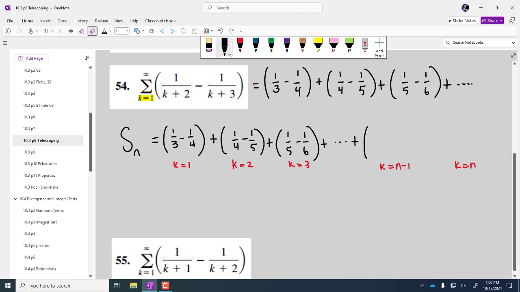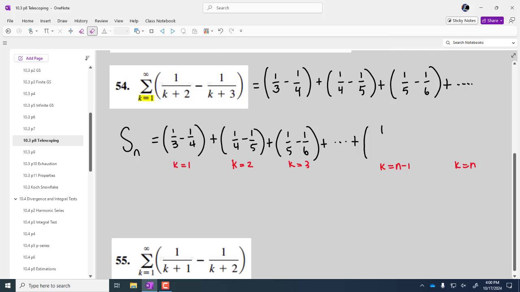If k does not start at 1, it's a lot more complicated. So k being n minus 1, we plug in n minus 1 right there. n minus 1 plus 2, we get n plus 1. Minus, plug in n minus 1 right there. We get 1 over n plus 2. Now we get to k equals n. That's not too bad. We're just replacing k with n.